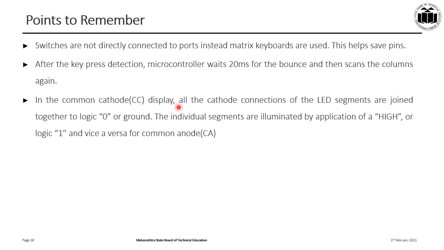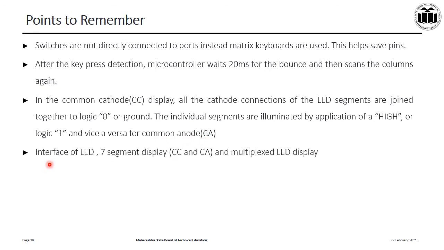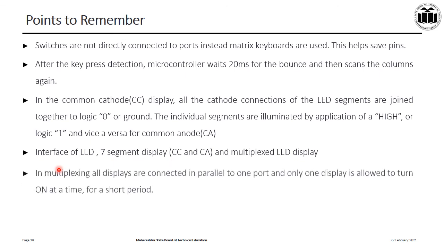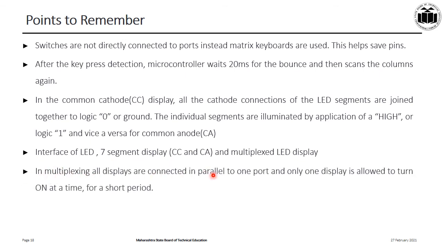In common cathode display, all cathode connections of LED segments are joined together to logic 0 or ground. Individual segments are illuminated by application of high or logic 1, and it is vice versa for common anode. Interface of LED 7-segment display and multiplex displays we have seen. In multiplexing, all displays are connected in parallel to one port, and only one display is allowed to turn on at a time for a short period.